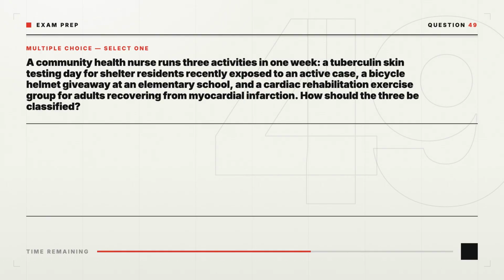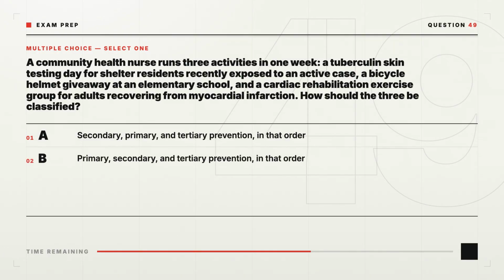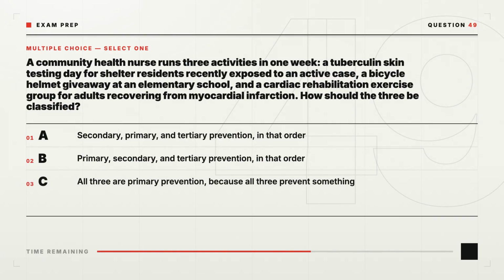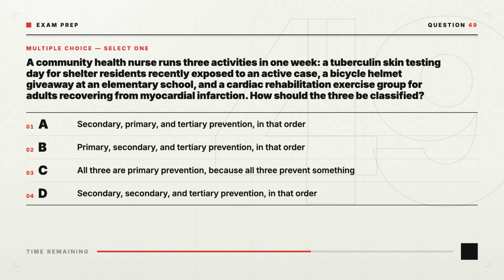Your options are A. Secondary, primary, and tertiary prevention, in that order. B. Primary, secondary, and tertiary prevention, in that order. C. All 3 are primary prevention because all 3 prevent something. D. Secondary and tertiary prevention, in that order. Which one is it? Pause the video if you need more time.